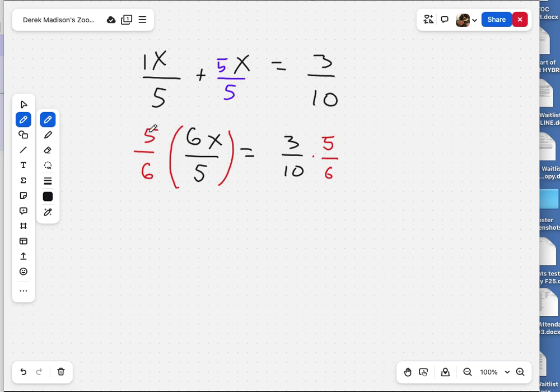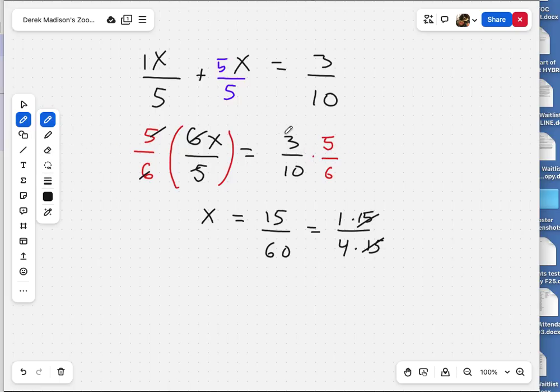And now this would be 30 over 30, so that's all canceling, and I have x by itself over here. And on this side, you could go ahead and write this as 15 over 60 and then reduce it from there. And 15 would be 1 times 15, and then 15 goes into 60 4 times 15. And I can knock those out and get 1/4 that way.